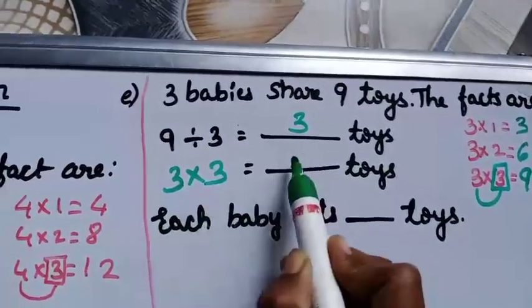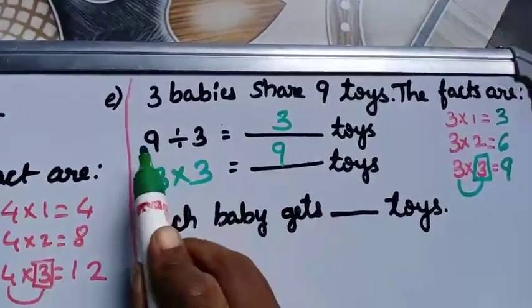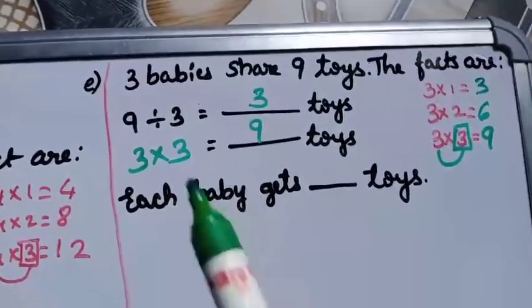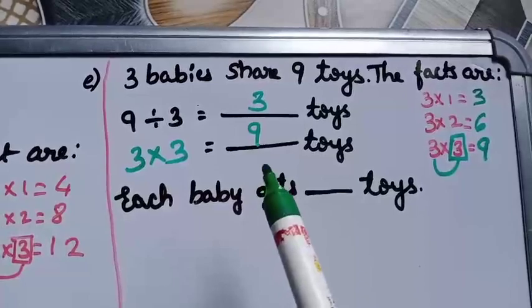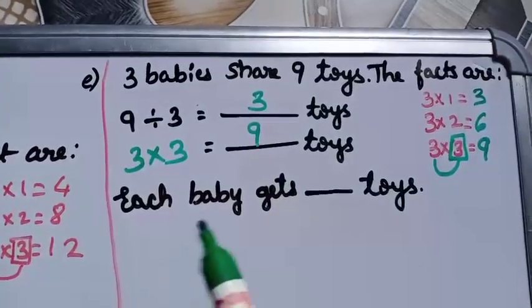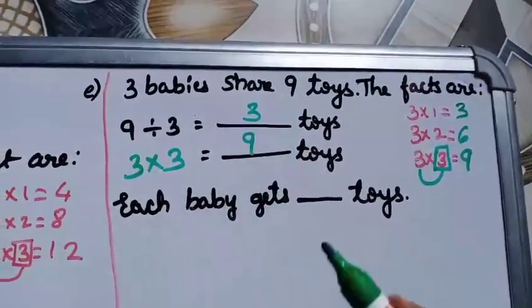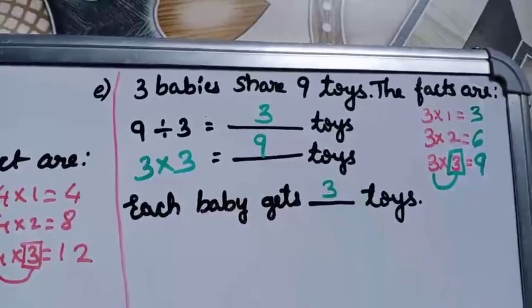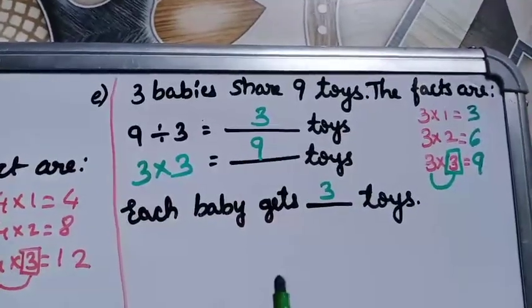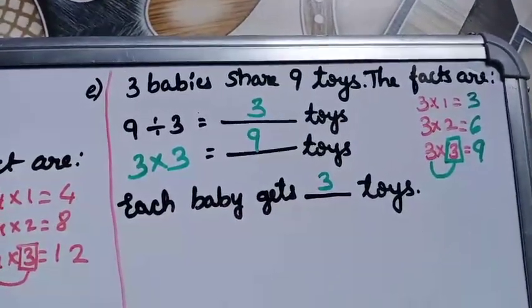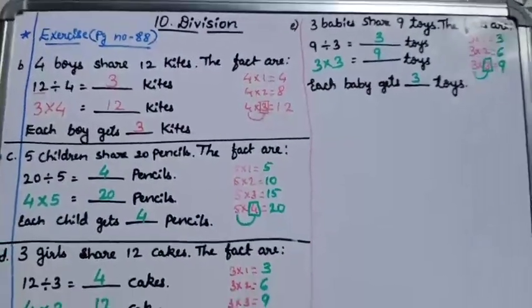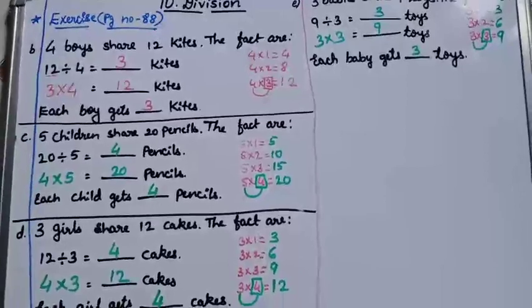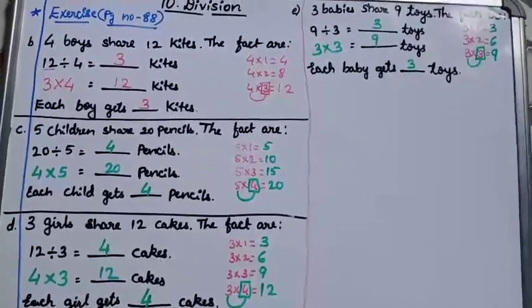So 3 threes are, how much we got? 9. So we got the answer here, 9. 3 threes are 9 toys. Total number of toys, 9. So each baby gets how many toys? 3 toys. Got it? So each baby gets 3 toys equally. So here we have completed 4 sums from the textbook. Now let's move to the textbook.